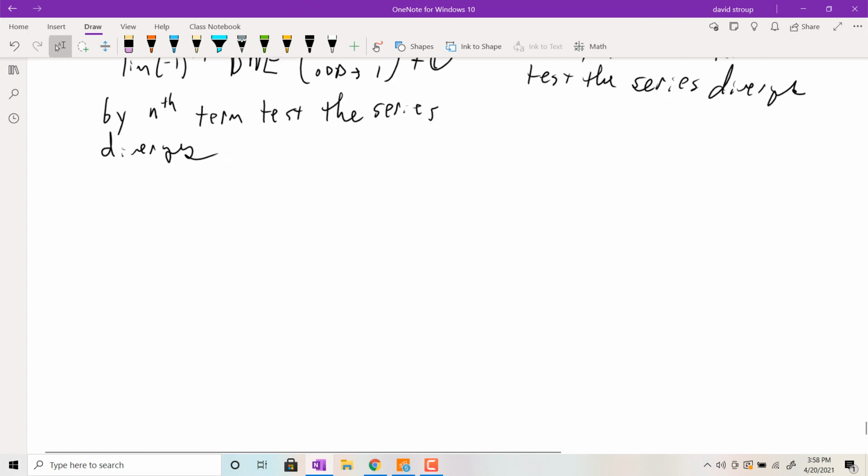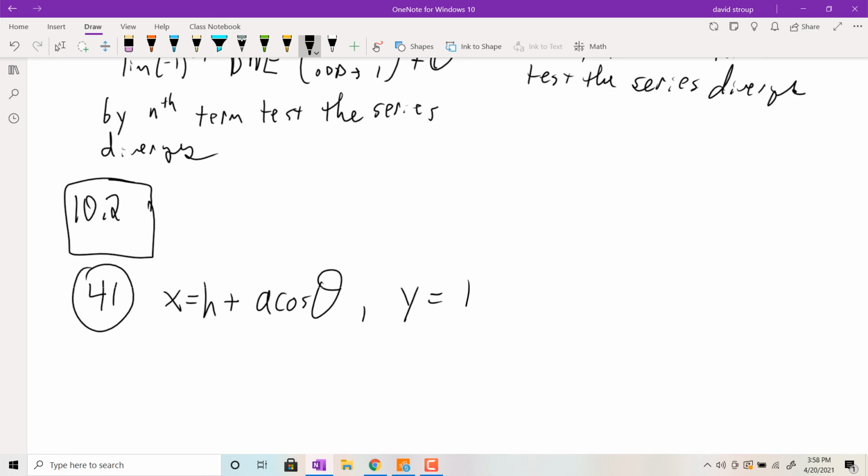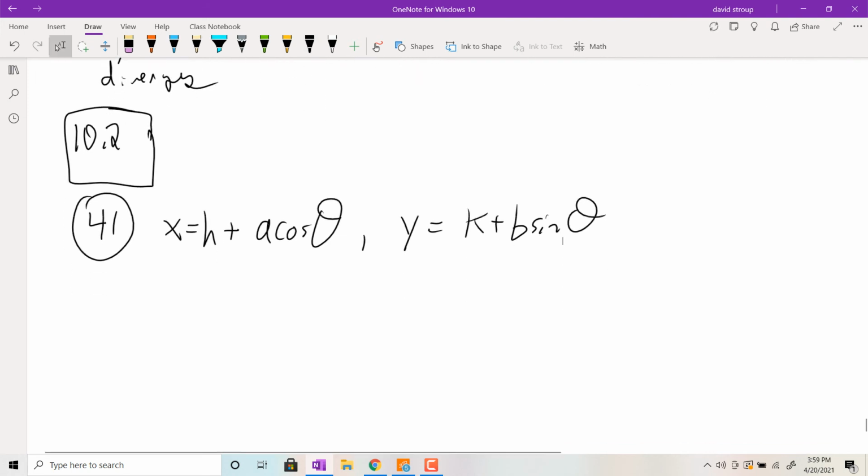Okay, let's move on to chapter 10. In 10.2, we were kind of building parametric functions, graphing them, creating equations for particular geometric objects like lines. So first, 41, they want you to take the given parametric equations and convert it into a rectangular equation. Okay? So we have x equals h plus a cosine theta and y equals k plus b sine theta. I think in the book they want you to identify the form or something. I don't remember.